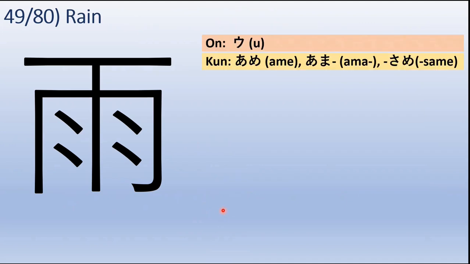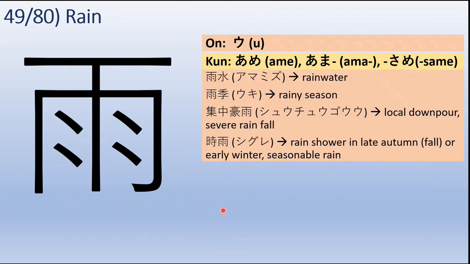We have next kanji for rain. In onyomi, it is u, and in kunyomi, it is ame, ama, same. So it may take any of these forms as per the usage or the appropriate context. Ame Mizu means rainwater, as we all know. Ame means rain and Mizu is water. So Ame Mizu is rainwater. We have Uki as rainy season.